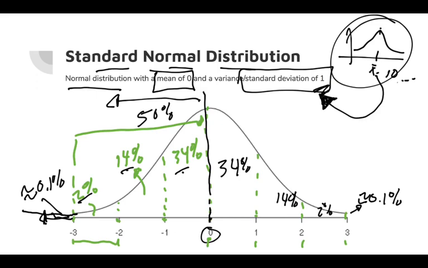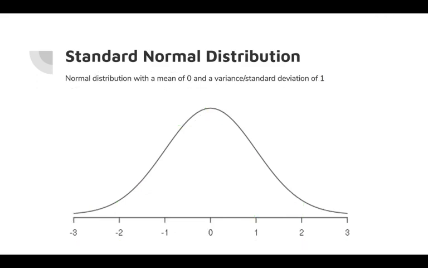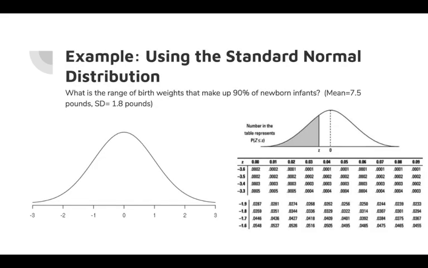So let me give you an example. Let's say we have a bunch of data of newborn infants, and you want to know what is the range of birth weights that make up 90% of all newborn infants in the United States.